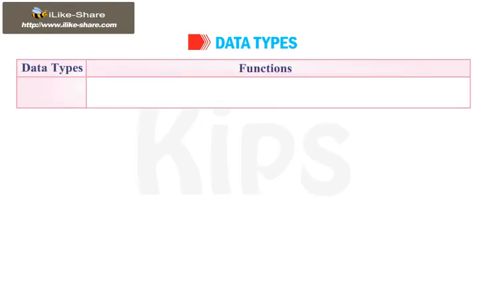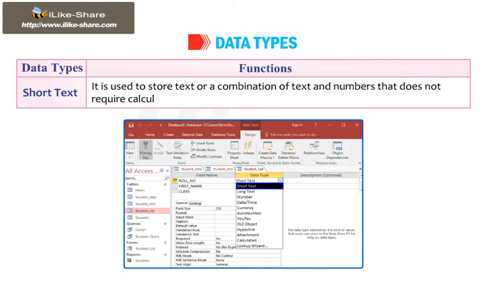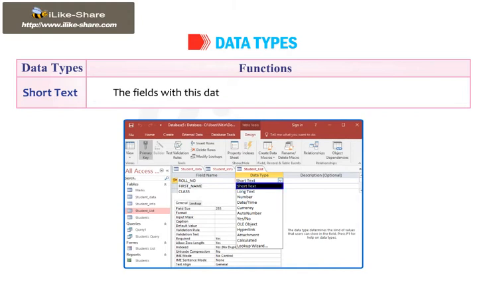The following table depicts the available data types in Access 2016. Data types. Functions. Short text. It is used to store text or a combination of text and numbers that does not require calculations, such as addresses, phone numbers, etc. The fields with this data type can have a maximum of 255 characters.